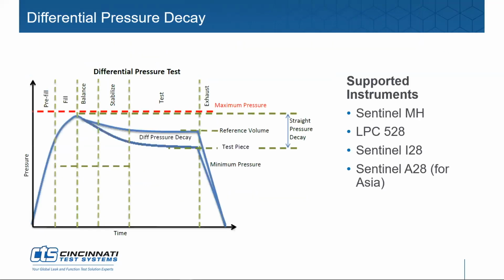Basically, it's the same graph, same sequence as pressure decay technology. The only difference is a balance when you pressurize both sides of a part and a reference volume. You want to balance the two so that they come to a stable pressure before you isolate them from each other. That's the only difference between the two technologies.